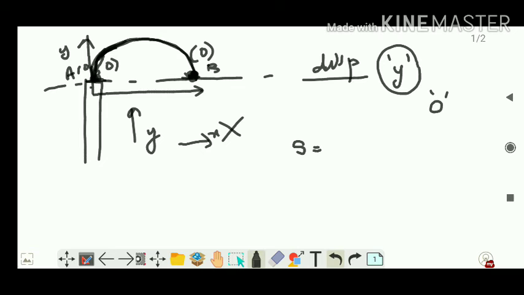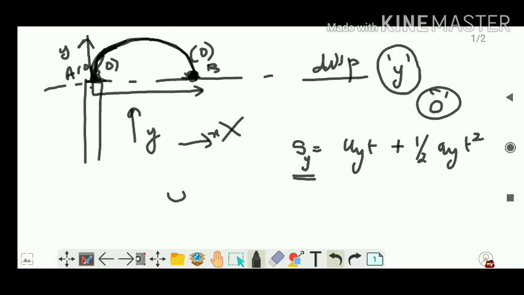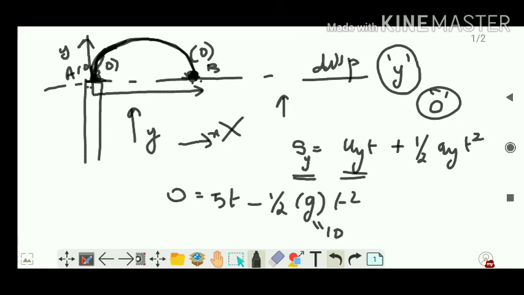So displacement in the y direction is 0. Let's say Sy = Uy t + 1/2 Ay t squared, where Uy is velocity in the y direction and Ay is acceleration in the y direction. What is displacement in y direction? It is 0, as the ball reaches A and then B. What is the velocity in y direction? That is the velocity by which it was thrown up, 5. Then minus 1/2 g t squared, you can put g as 10, and you will get t as 1 second directly. So the initial procedure was also correct, but it is time consuming. This takes the least amount of time. I hope this much is clear.